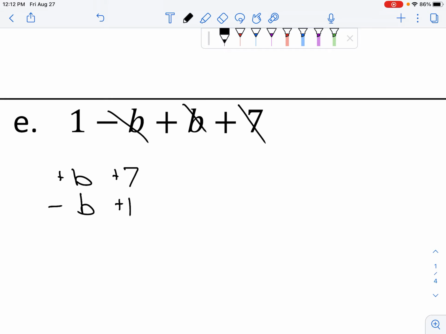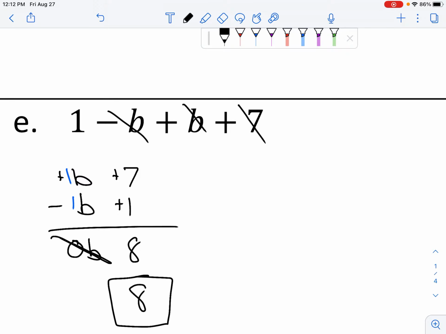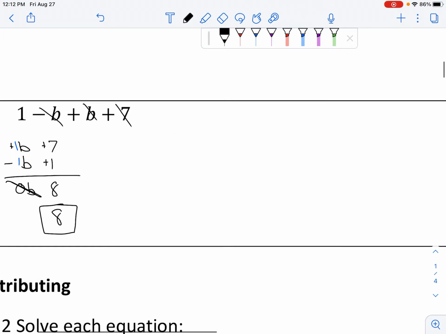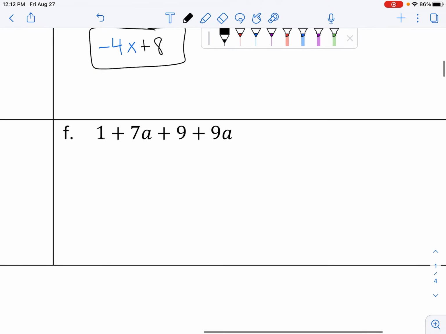If I wanted to indicate signs there, I could. And then top to bottom, +b and -b. Different signs subtract. These are 1b's. This is 1 and 1, so 1 - 1 is 0 b's, and we don't need to indicate that there are 0 b's, so we would just cancel that out. That goes away. And then 7 + 1 makes 8. So for this one, our answer is just 8. We have no more b's left.